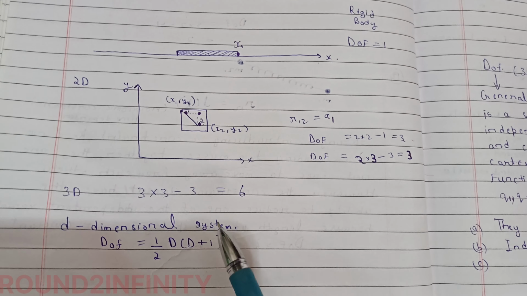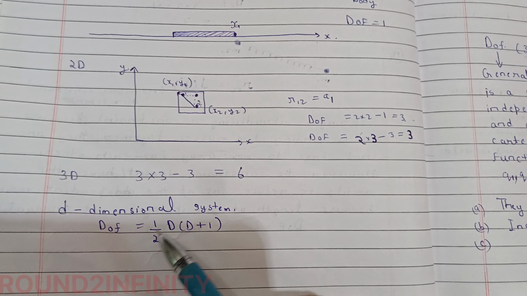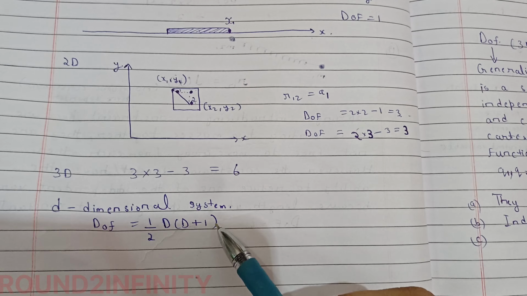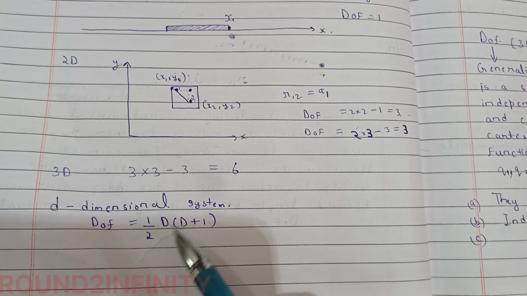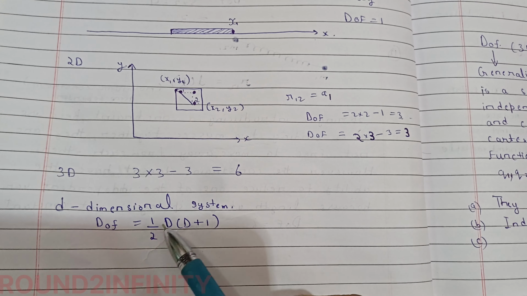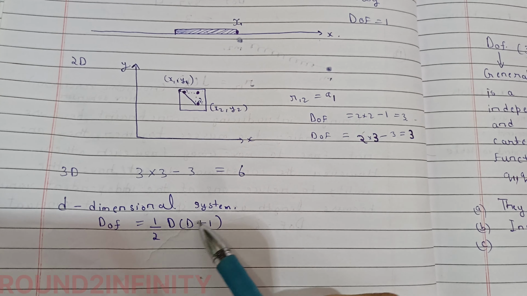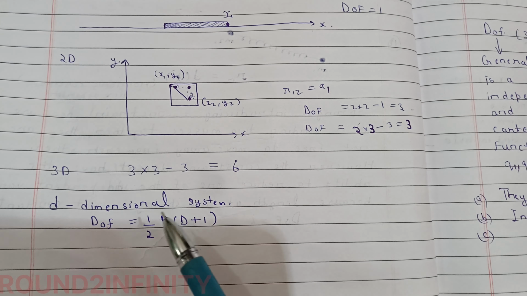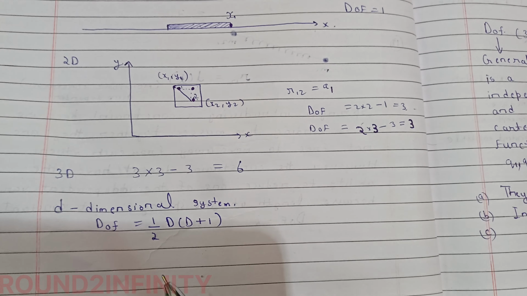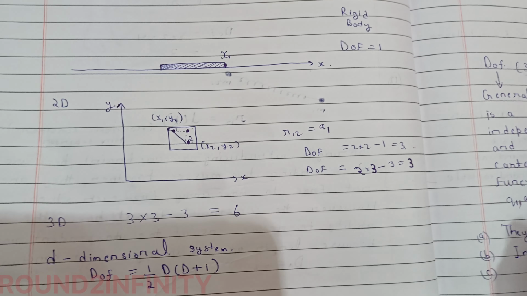So for a d-dimensional system, you can directly find the value. The degree of freedom will be 1 upon 2 times d times d plus 1, where d represents the dimension. For 2D it will be 2 times 3 over 2, which is 3. For 3D it will be 3 times 4 over 2, and it will be 6. So that's how you can find the degrees of freedom for different kinds of systems. These are rigid systems. Now let's see one more.